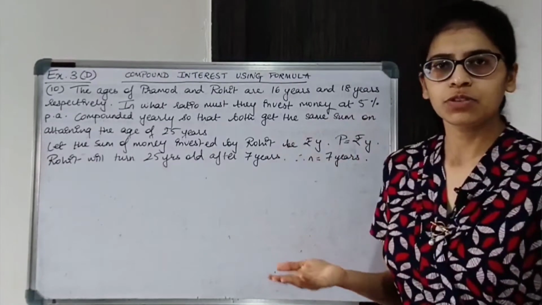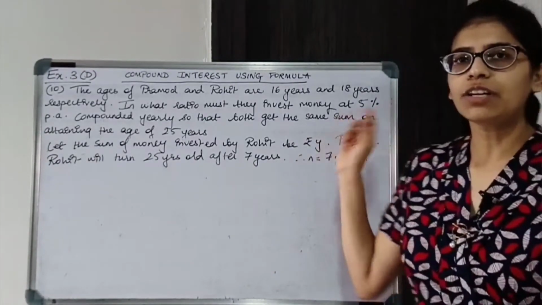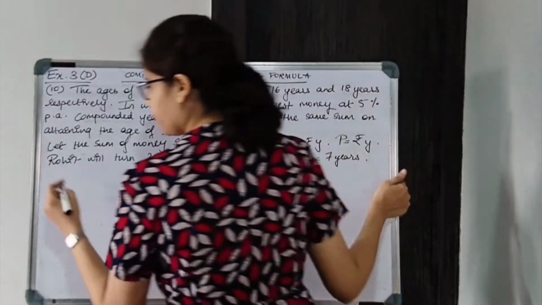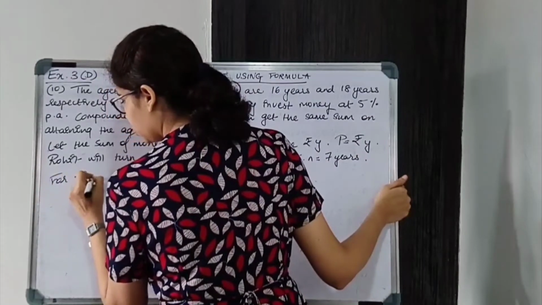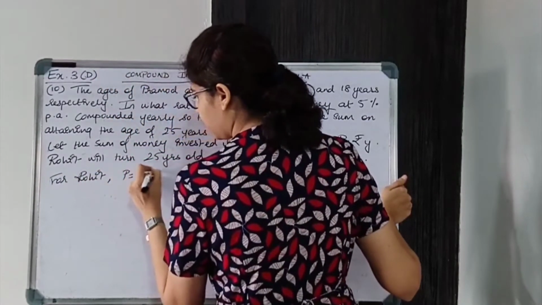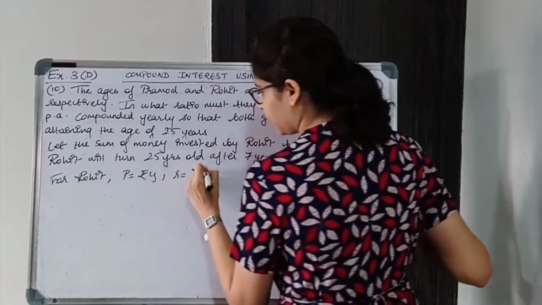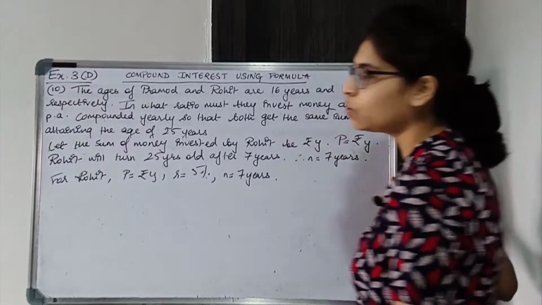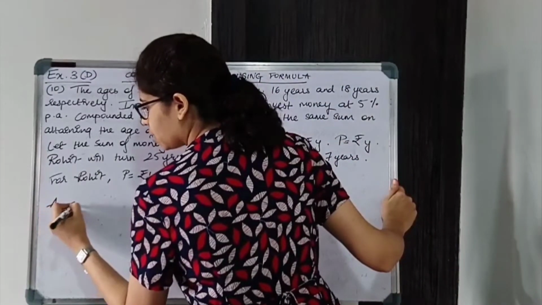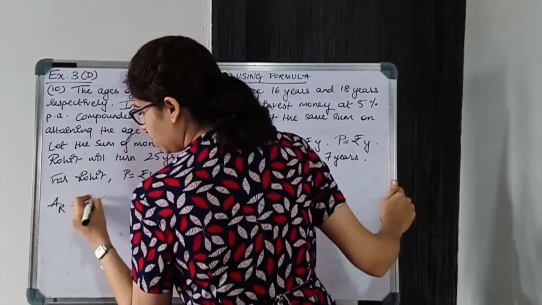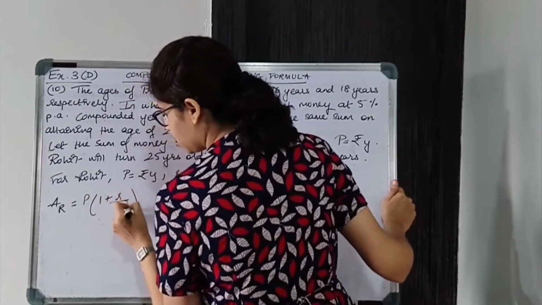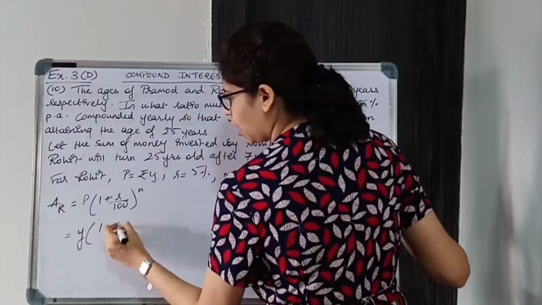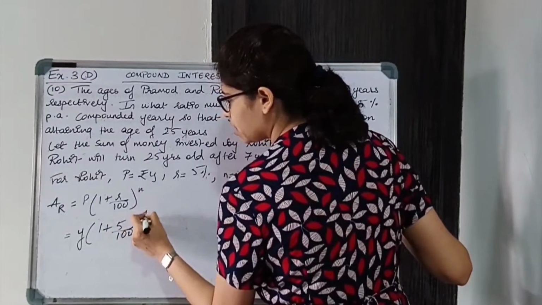Rate of interest is same in both the cases, it is 5%. Okay. So now let us find the amount received by Rohit when he turns 25. So for Rohit, principal is Y, R is 5%, N is 7 years. Now AR is equal to P into 1 plus R upon 100 raised to N. Okay, so Y into 1 plus R is 5 upon 100 raised to N is 7.